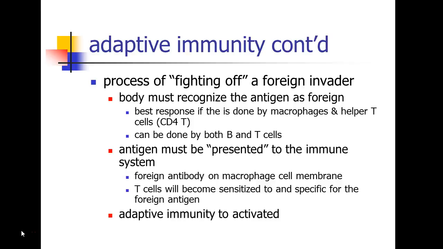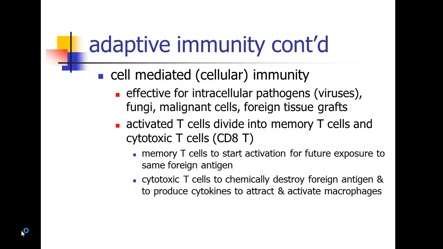So like I said, the macrophage has to engulf it. It has to put the antigens of what it engulfs on its membrane along with its own. And the helper T then realizes that there's something that can be done here. So we've got presentation and recognition as the first two steps. Then one of the processes that can occur is cell-mediated or cellular immunity. And this is most effective for intracellular pathogens, hence viruses, fungi, malignant cells, and foreign tissue grafts.